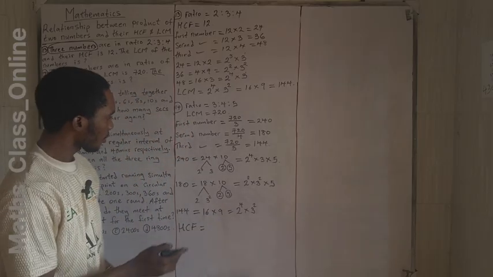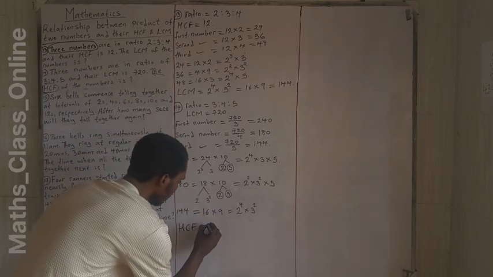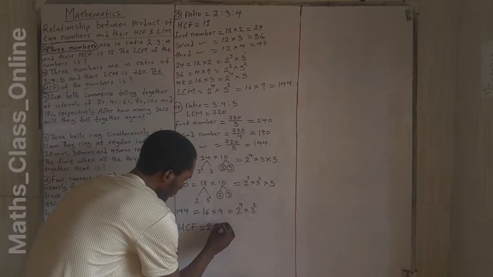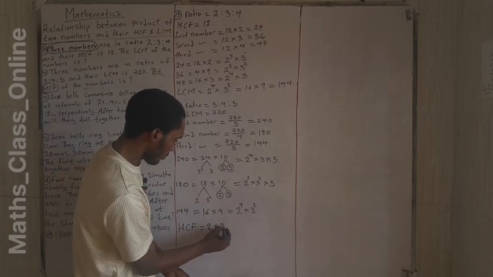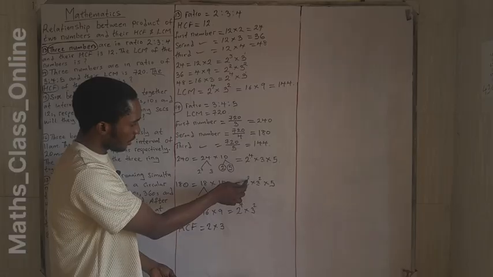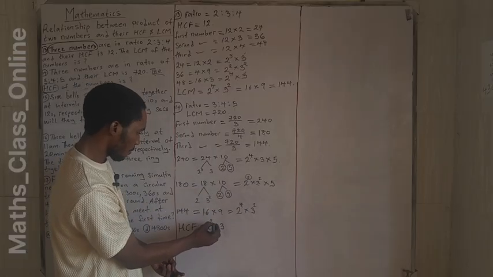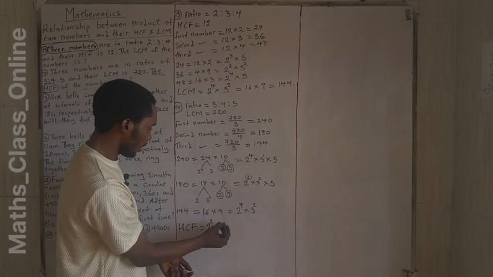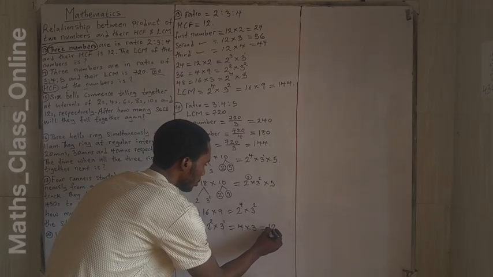For the HCF, which numbers do we have here, here, and here? We can see 2, and we also have 3. Now the least power of 2 and the least power of 3. The least power of 2 is what? The power of 2 here is 4, here is 2, and here is 4. That means the least power is 2. And the least power of 3 is 1. This means that we have 4 times 3.